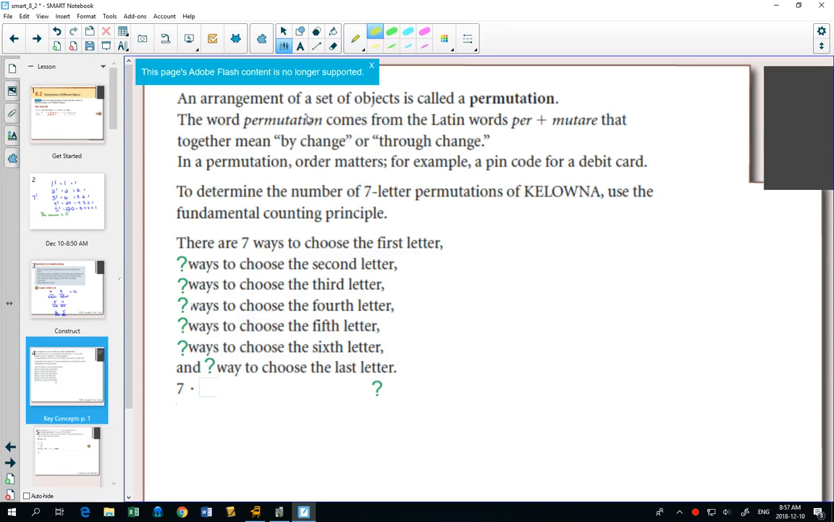So our first important word of the day is permutation. The arrangement of a set of objects in order is called a permutation. So they have an example. They're saying we have the word Kelowna.